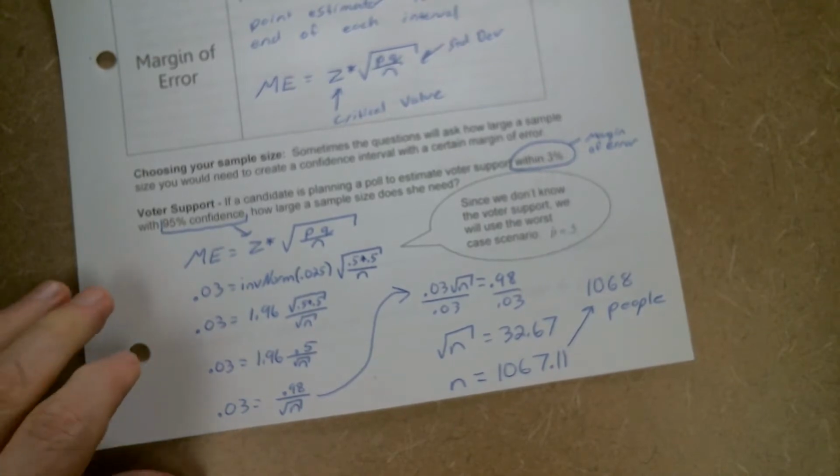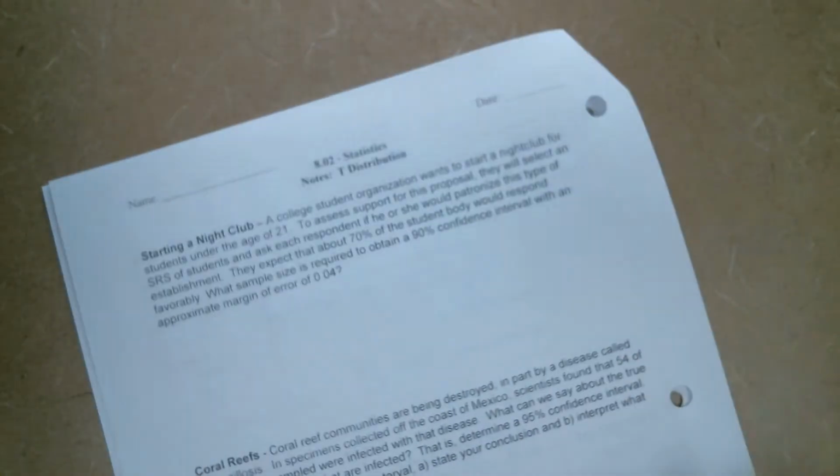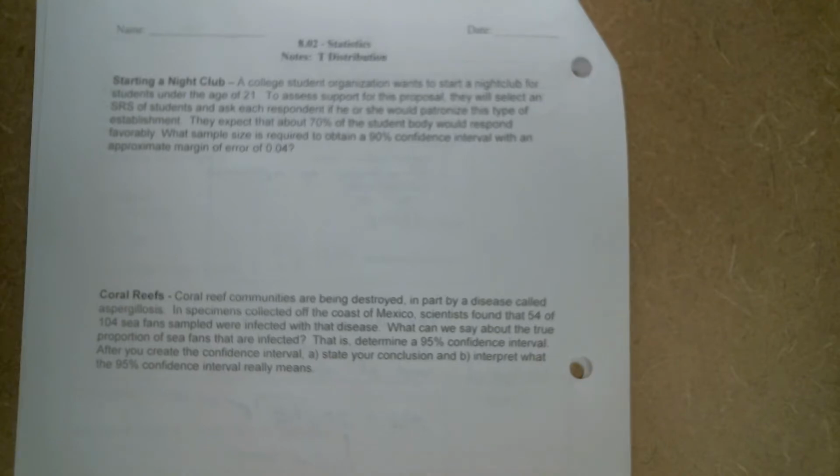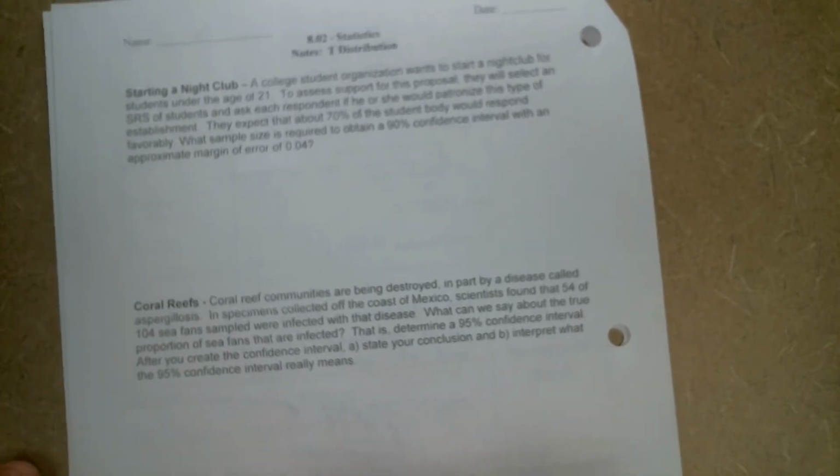All right, so let's try another one of these just to get used to them. Starting a nightclub. A college student organization wants to start a nightclub for students under the age of 21. To assess support for this proposal, they will select an SRS of students and ask each respondent if he or she would patronize this type of establishment. They expect about 70% of the student body would respond favorably. What sample is required to obtain a 90% confidence interval with approximate margin of error of 0.04?